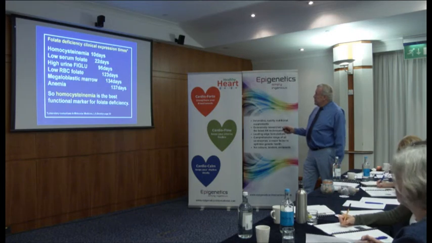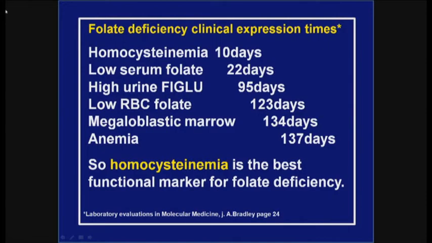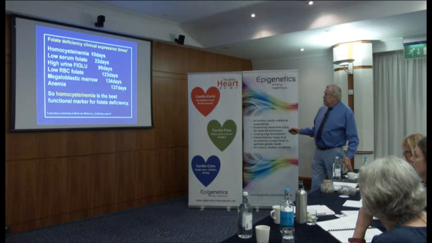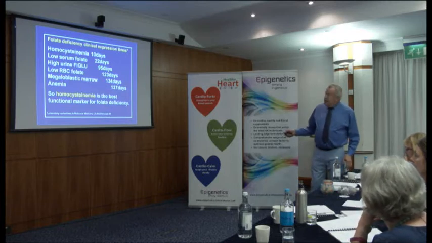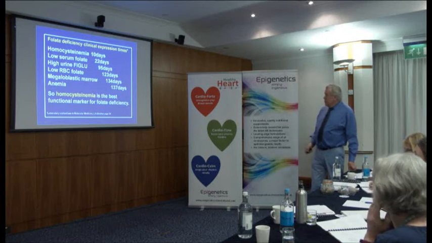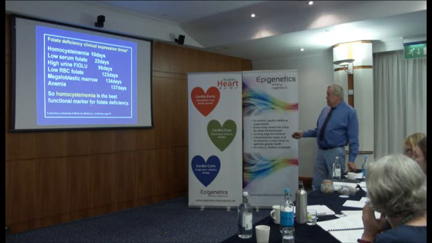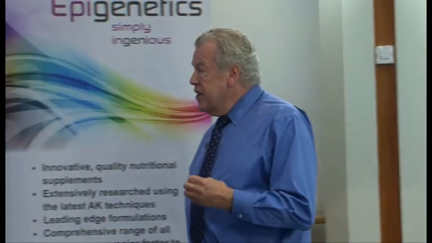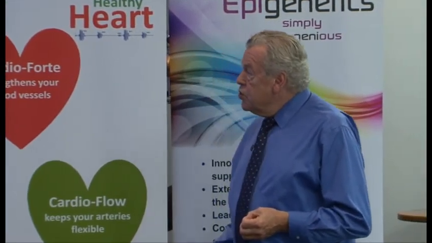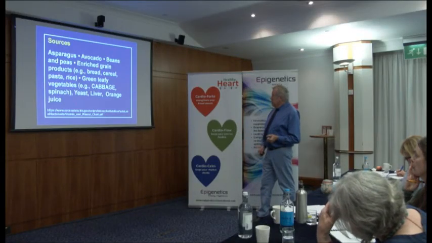So folate deficiency, clinical expression times of homocysteine. Homocysteine is one of the first blood tests which shows up folate deficiency. So homocysteine will rise within 10 days of having lower than optimal levels of folate, whereas serum folates, urine excretion of FIGLU, megaloblastic marrow anemia take a long time before they actually show. But high levels of homocysteine will occur within a couple of weeks. So homocystinemia is the best functional marker, in fact, for folate. So if a person weakens to homocysteine, first thing to check is the folate. Sources we've talked about already, with cabbage being the number one there.